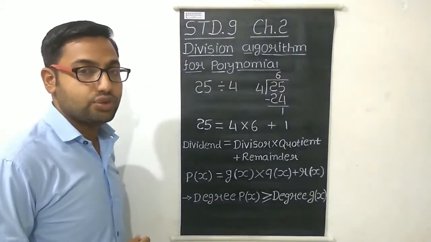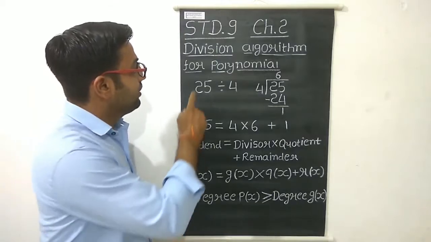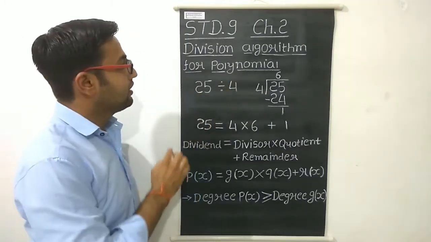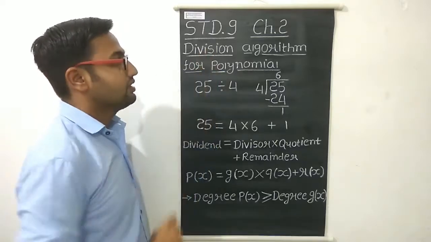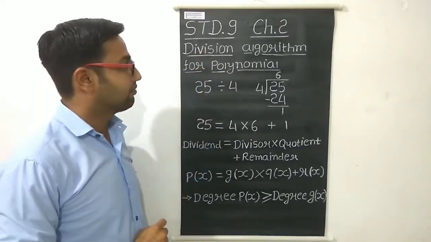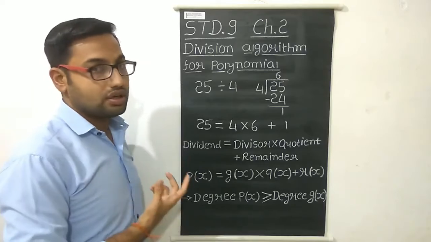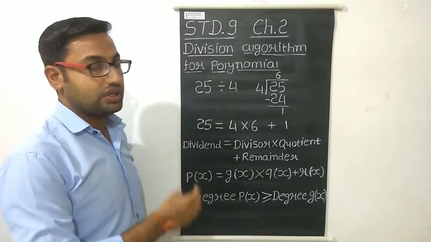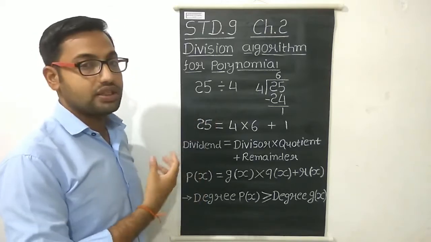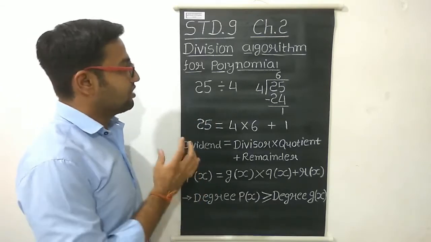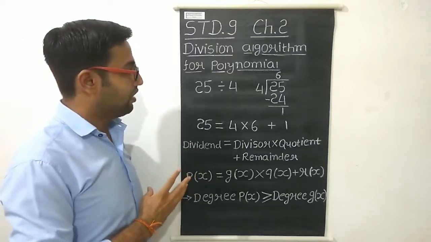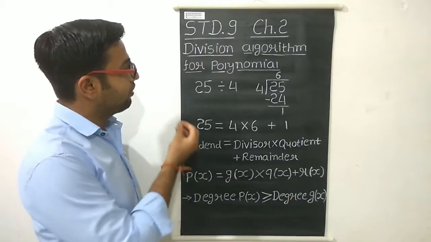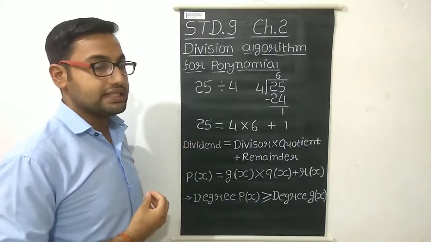Hello students, today we will study about the division algorithm for polynomials. This is a topic of standard 9, chapter number 2, polynomials. Actually, this topic is related to polynomials, so you will also study it in higher standards. So understand this topic properly so that you can solve the sums of division of polynomials easily.